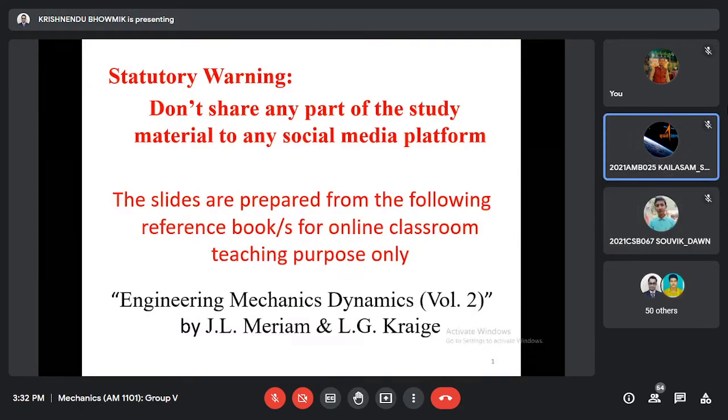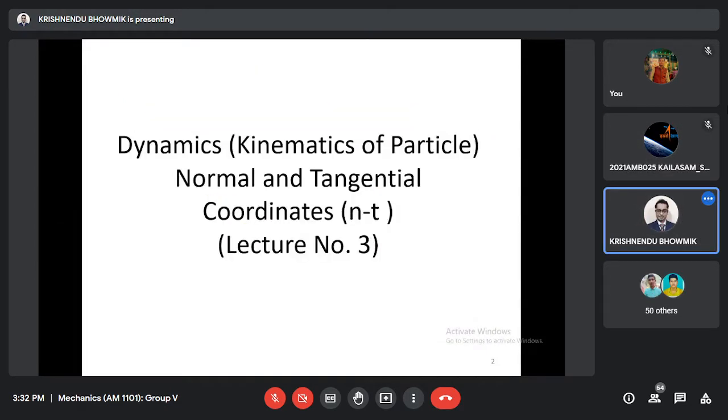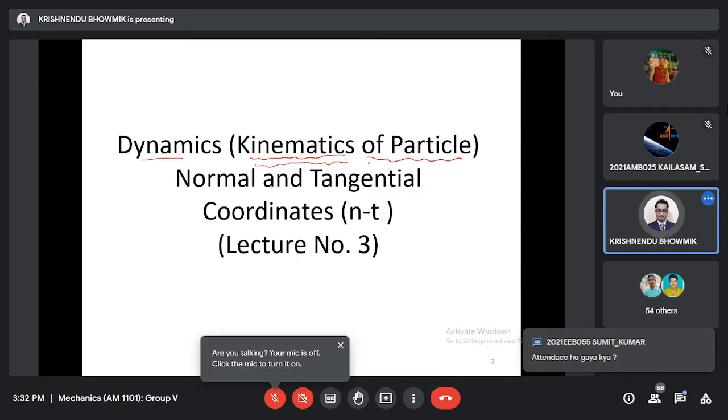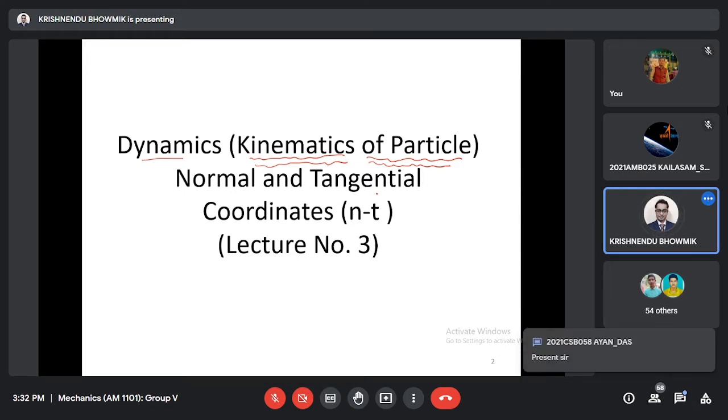Yes, sir. Okay. So we can start new chapters, that is dynamics, part of the kinematics of particle. So we are not dealing with the force that is causing the movement. Only the relationship between say displacement or velocity or accelerations. Now today, first one we will consider normal and tangential component or coordinate. We call n and t coordinate.